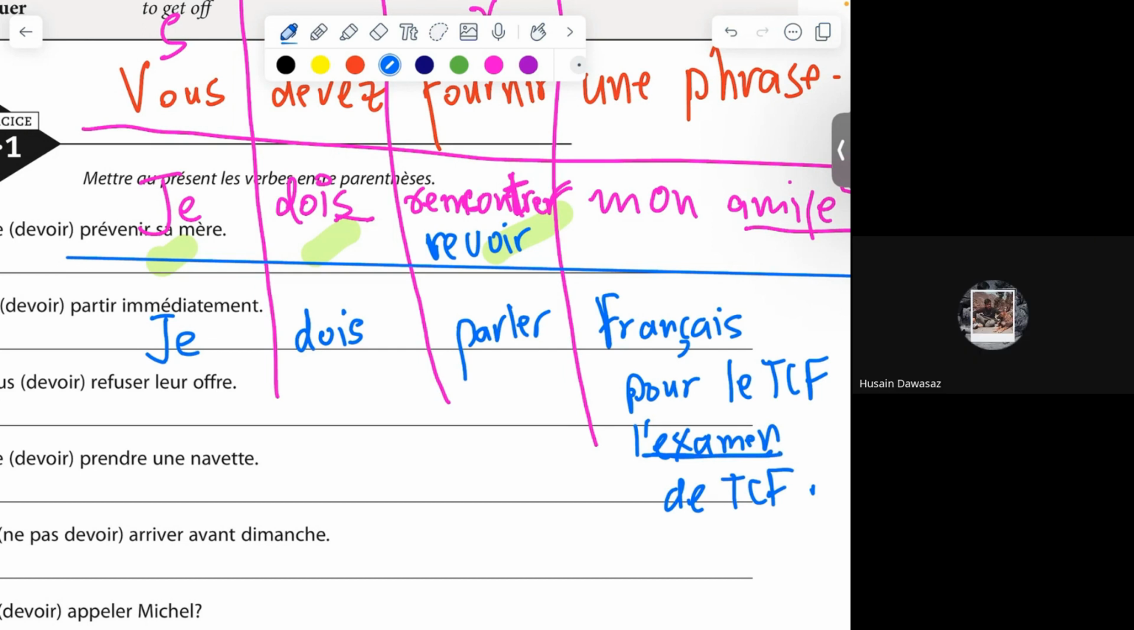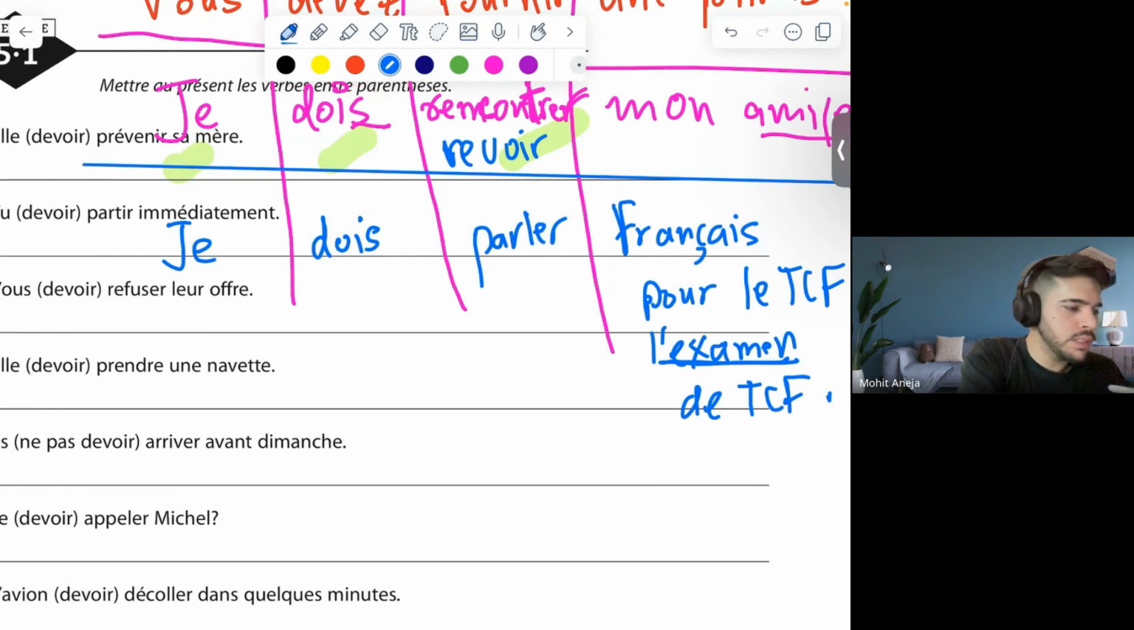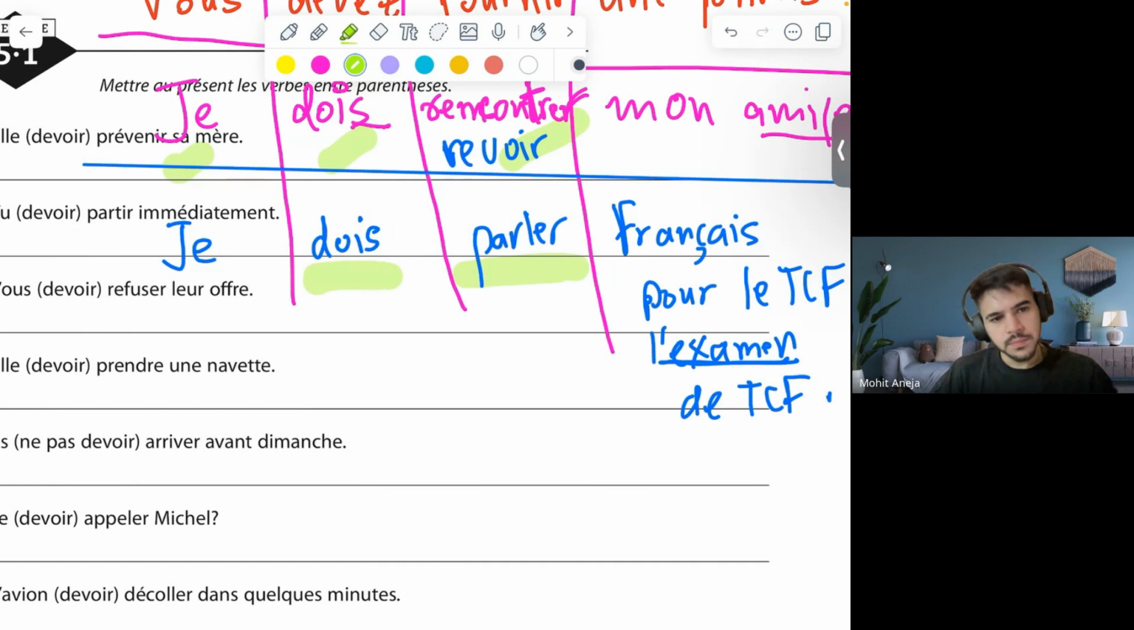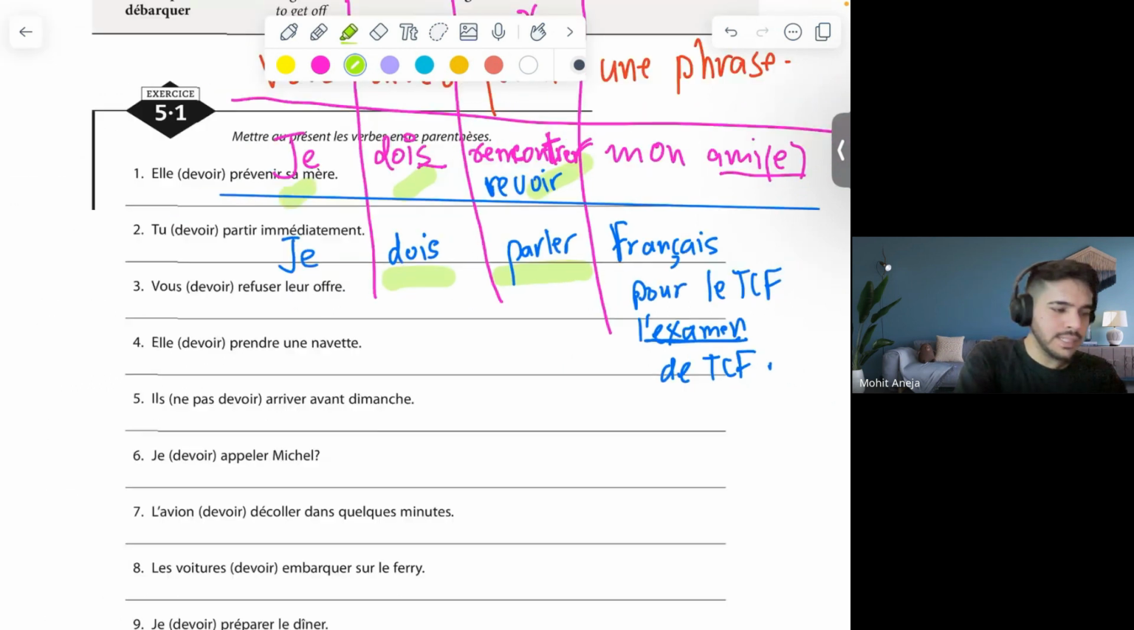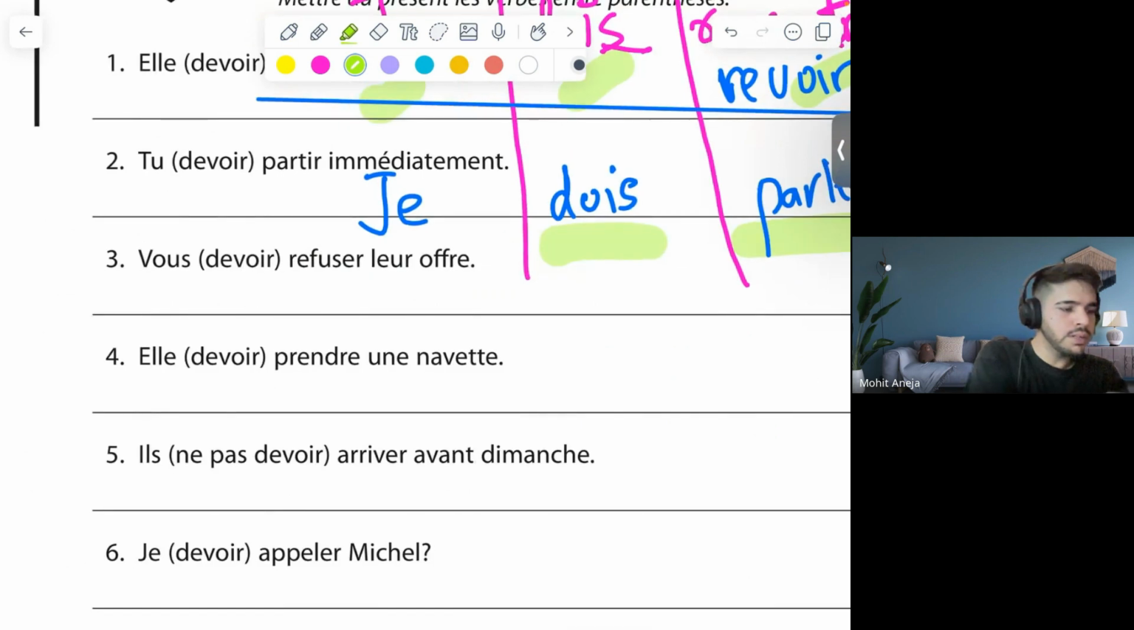Exam. Okay, examen. So the thing that I was teaching you here is je dois and parler. This you have to get it correctly. The first exercise is very easy. You have to just conjugate devoir. They've already given you the infinitive form. You see, S V1 V2. They're just teaching you the conjugation of devoir.